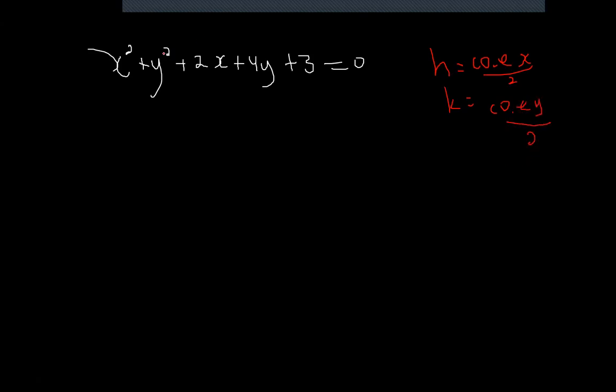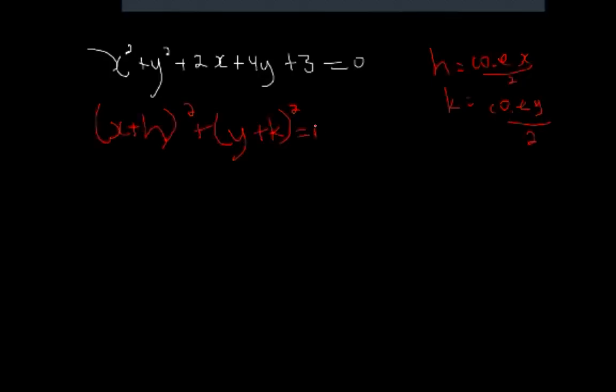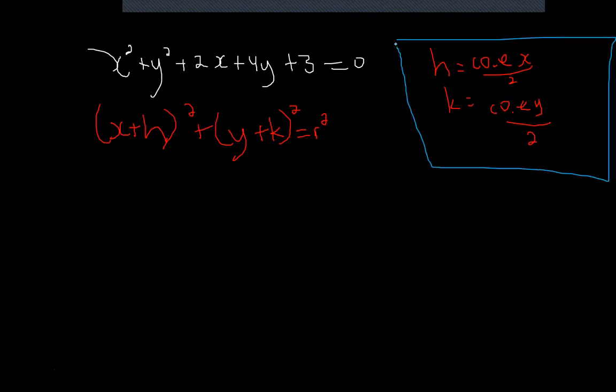you could write this in standard form. Remember, standard form is x plus h squared plus y plus k squared is equal to r squared. The goal is to write this in this form. That's if you don't want to use this to find h and k, you could write the general form in the standard form.